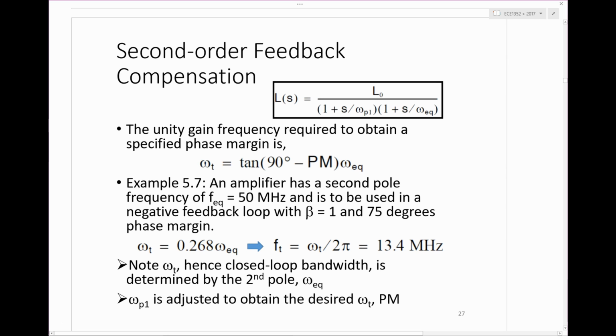For a second order system, here's how the compensation procedure will work. This is general, but again, once you understand this, then really it's just a matter of applying this to specific circuits, right? So here's your equivalent second order response.